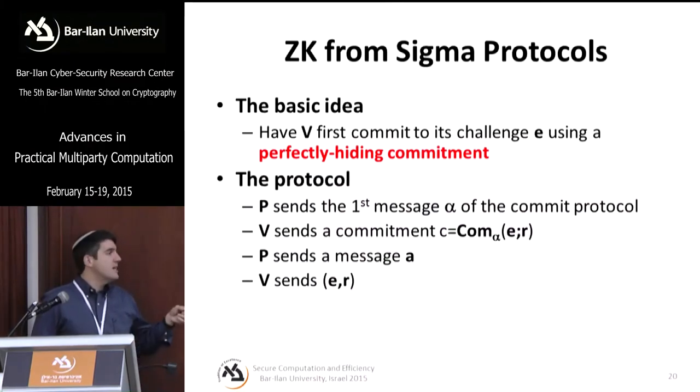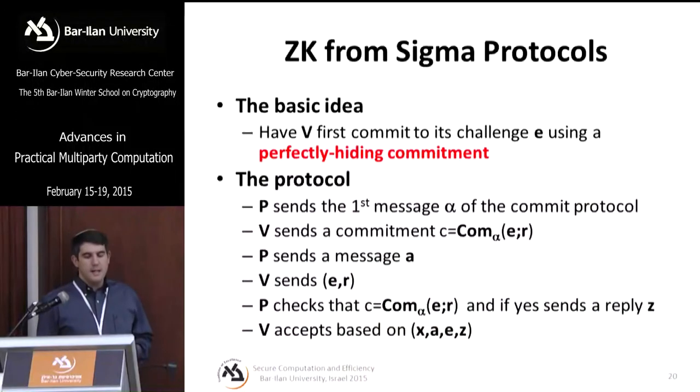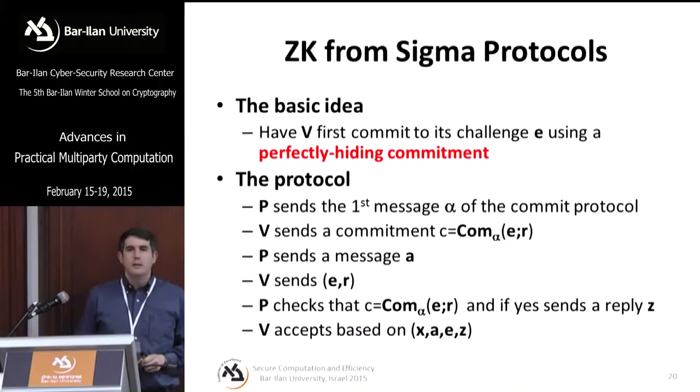The verifier sends the decommitment, which is E and the randomness used in the commitment, so E and R. And then the prover checks that this is indeed a correct decommitment. If it is, it completes the proof with the reply Z. And then the verifier accepts again in the same way as beforehand.